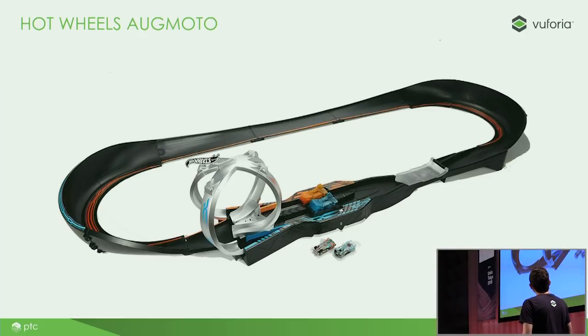Mattel is using model targets to add digital components to their physical toys. For their 50th anniversary, they're launching the Hot Wheels Augmoto game and track that uses a combination of augmented reality technology from Vuforia and Bluetooth to make a really interesting physical and digital experience.